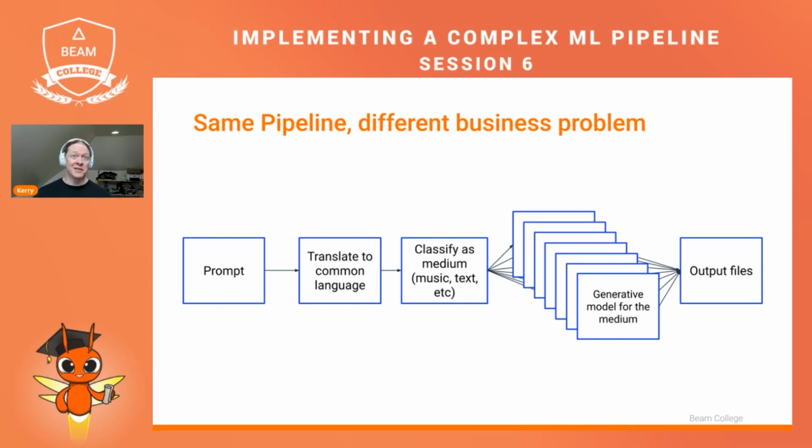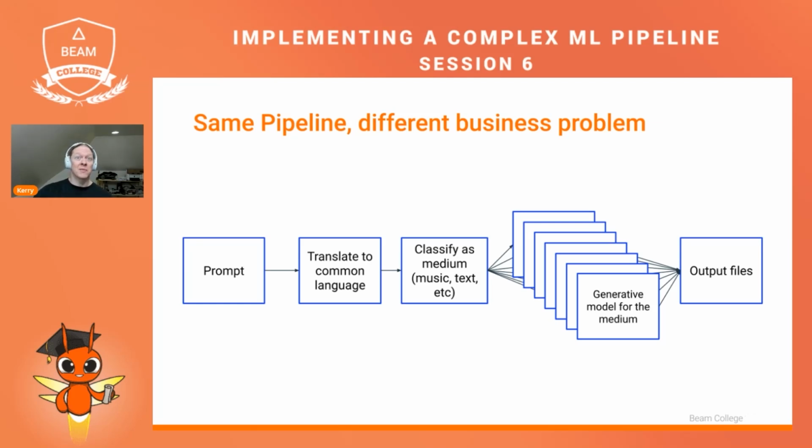Another way you could use this is you could think of this as a generative pipeline. The user gives you a prompt, something they want your system to do or make. Again, translating to a common language as the first step is something you have to do in many global contexts. And machine learning models are the strongest way to translate but keep fidelity to the user's original intent. Once you have that common language, you can use a more powerful, more accurate classifier.